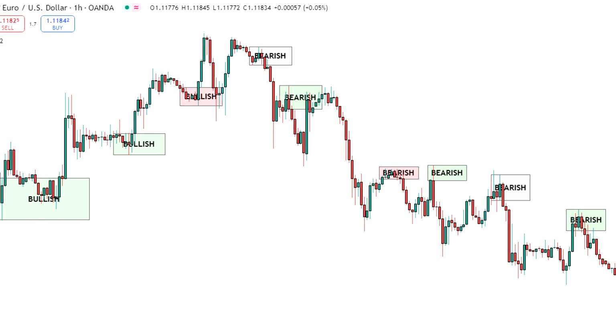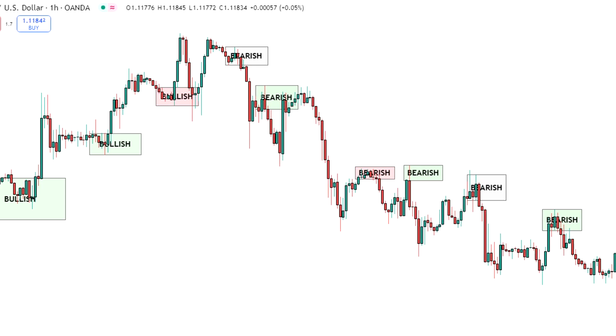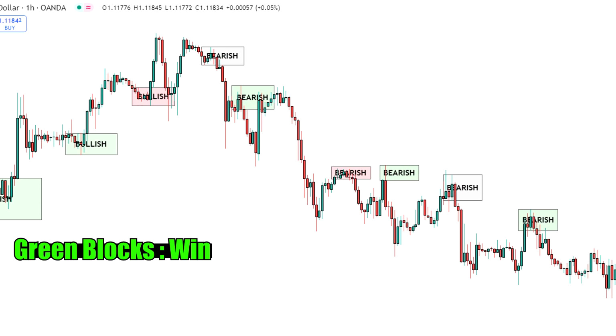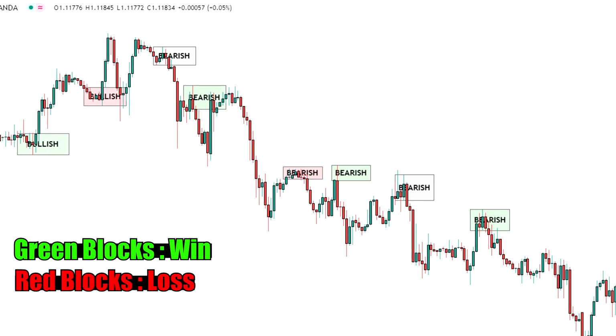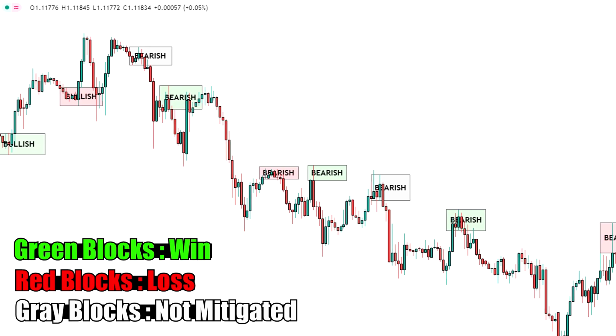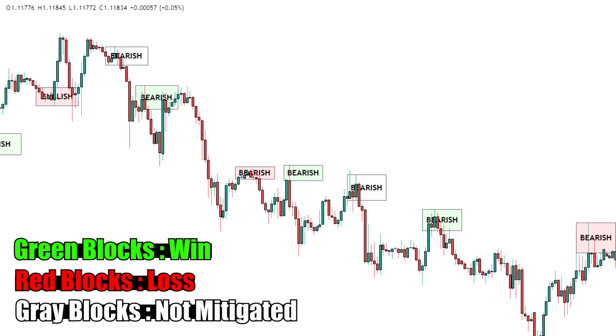These are the 100 order blocks we identified during the test. Green blocks represent trades that successfully hit the 2-hour profit target. Red blocks are the losing trades where price hit the stop loss. Gray blocks are setups where price never triggered the entry, so we simply skipped or canceled them.